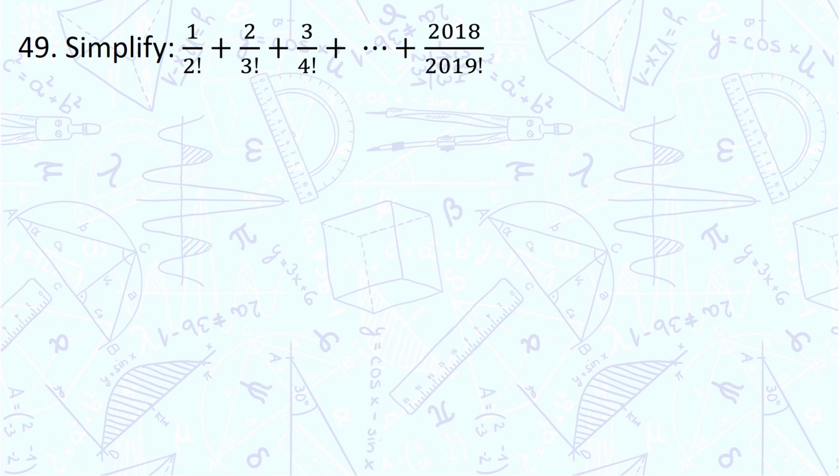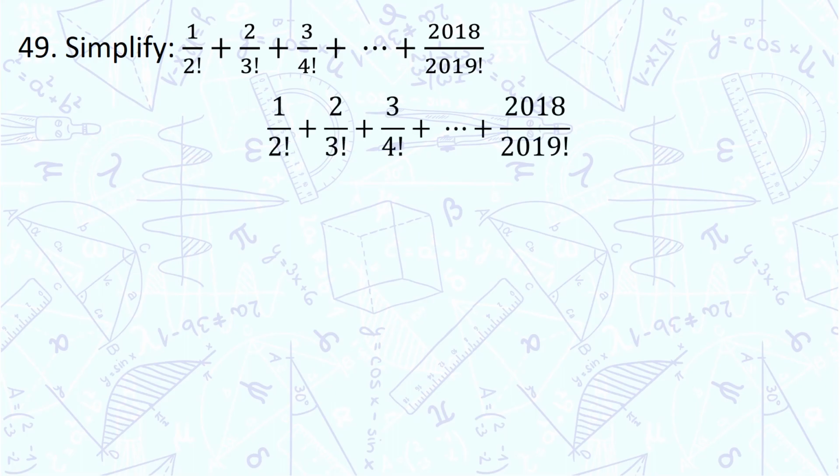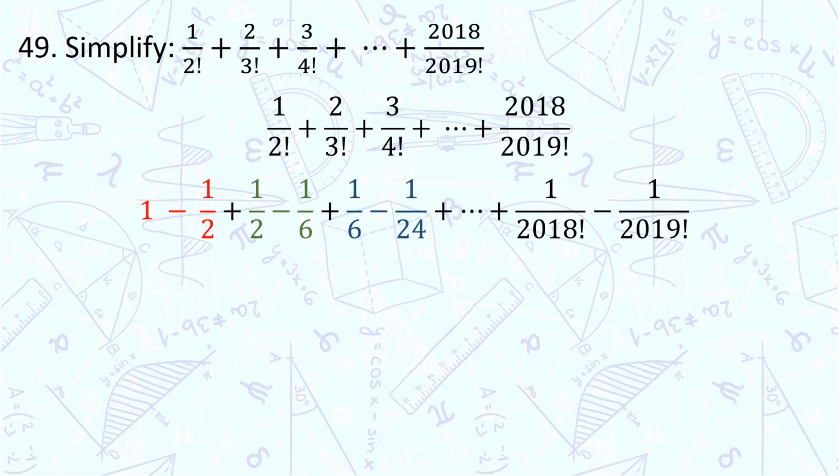Number 49. Simplify. 1 over 2 factorial plus 2 over 3 factorial plus 3 over 4 factorial until 2018 over 2019 factorial. We can rewrite this expression as 1 over 2 factorial is 1/2. So we can rewrite that as 1 minus 1/2.